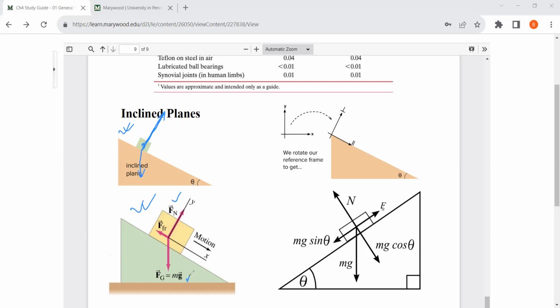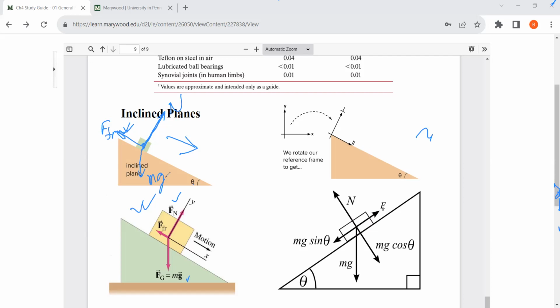If we include the friction force, the friction force will always be opposite to the motion. You already see that in the simulation. So if the object moves in this direction, the friction force will be in this direction. So this is the friction force, this is the normal force, and this is the gravitational force.